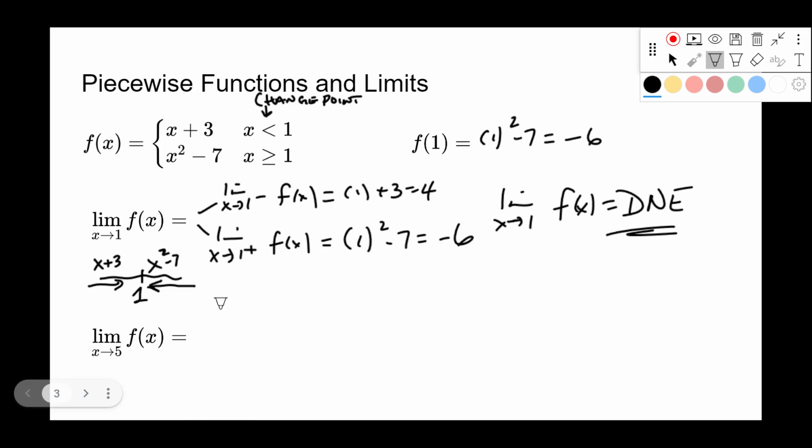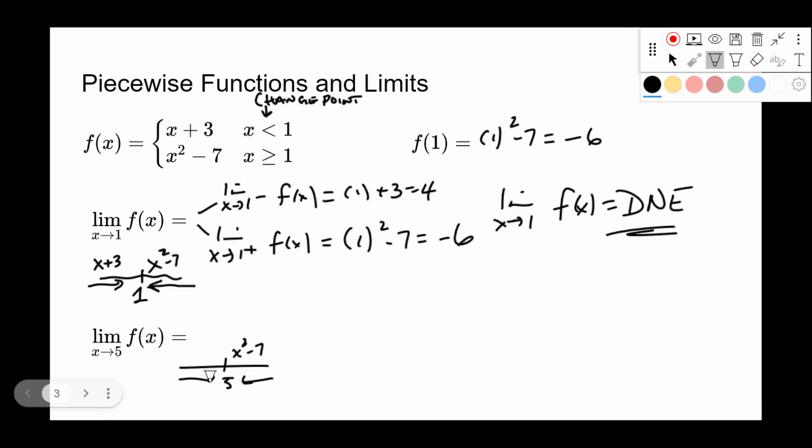It says the limit of f of x as x approaches 5. Well, 5, here's 5, okay? And the issue with 5 is, if you approach 5 from the right, this way, you're using this x squared minus 7 graph. But if you approach 5 from the left, remember, you're very, very close to 5. You're not anywhere near 1. 1 is the change point. 1 is where you already switched over from this top graph to the bottom graph.